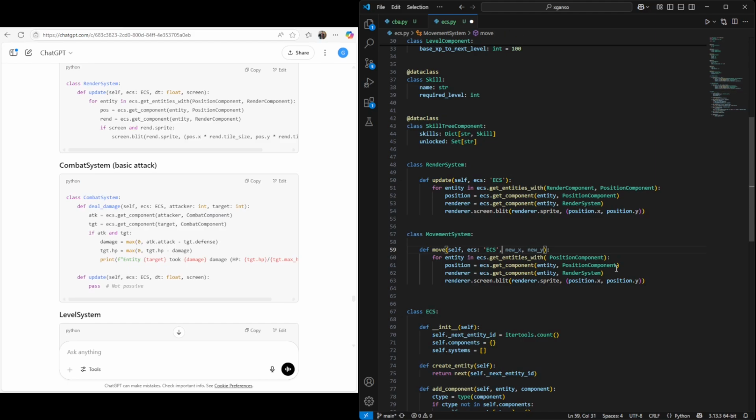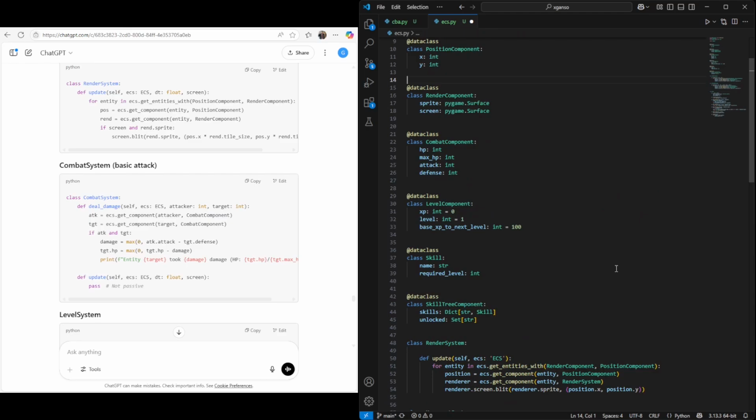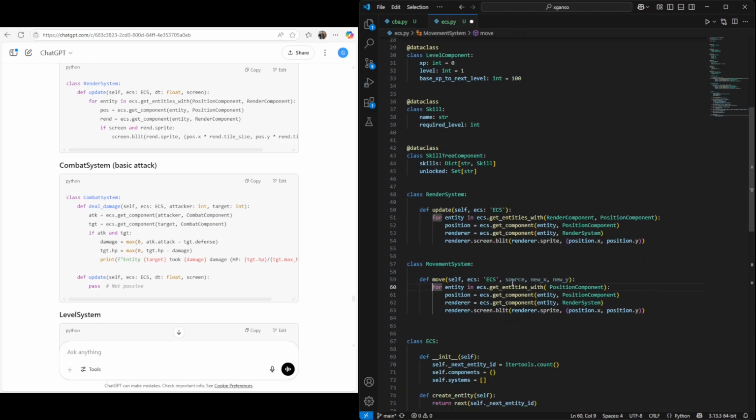I have to set like the source, we'll call, or entity, right?